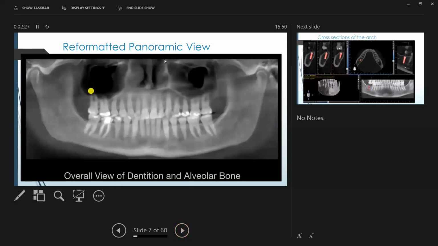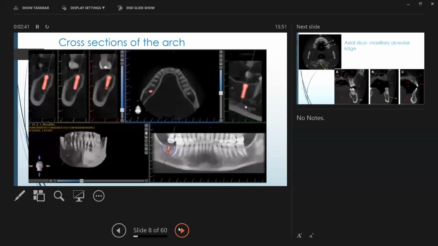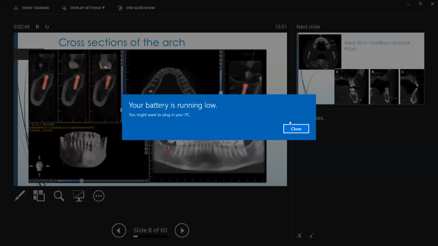So this is a reformatted panoramic view. It's not like a conventional OPG, but since we are used to seeing OPGs, we have in CBCT a reformatted panoramic view as well. And then you have something called the cross sections. These cross sections are actually very useful for studying the relationship.